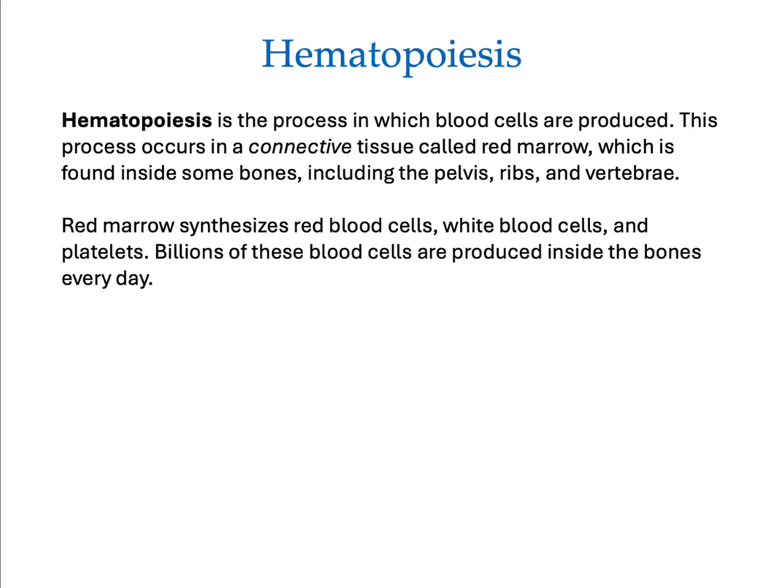Hematopoiesis. Hematopoiesis is the process in which blood cells are produced. This process occurs in a connective tissue called red marrow, which is found inside some bones, including the pelvis, ribs, and vertebrae. Red marrow synthesizes red blood cells, white blood cells, and platelets. Billions of these blood cells are produced inside the bones every day.